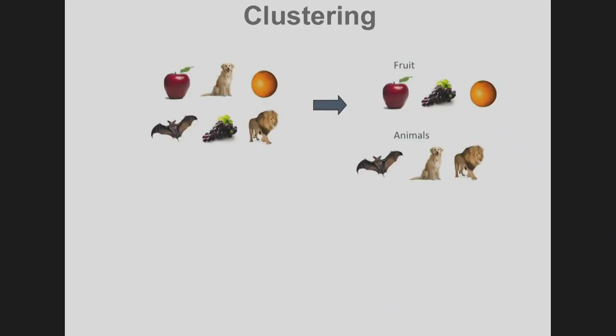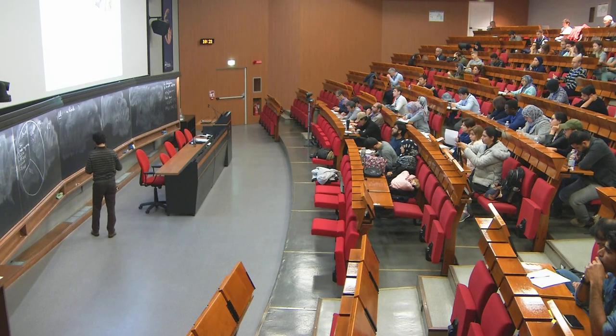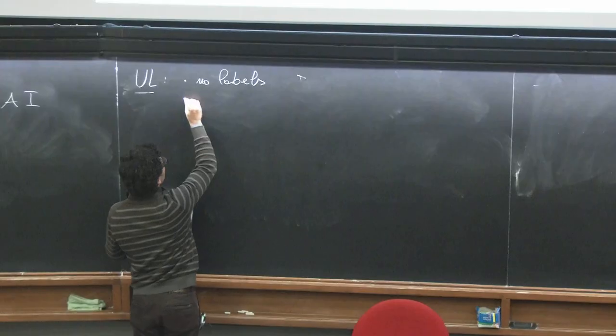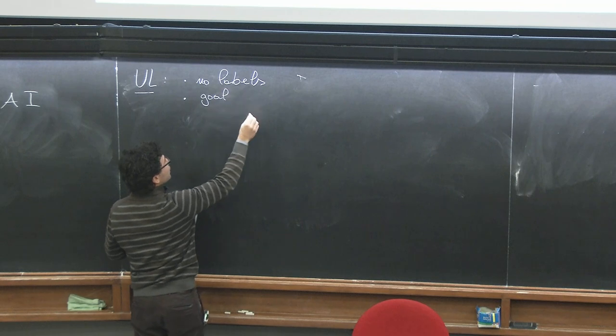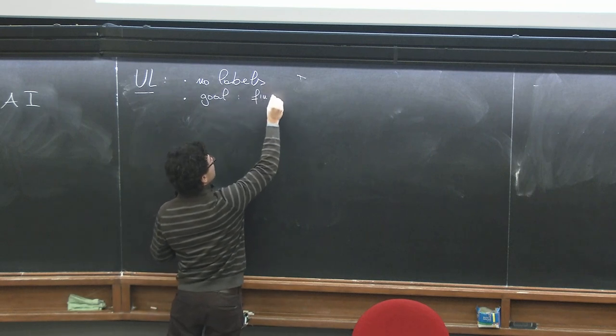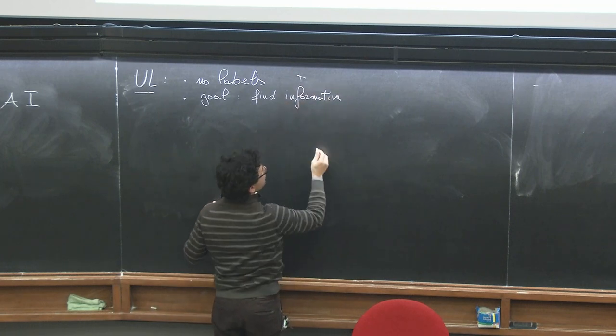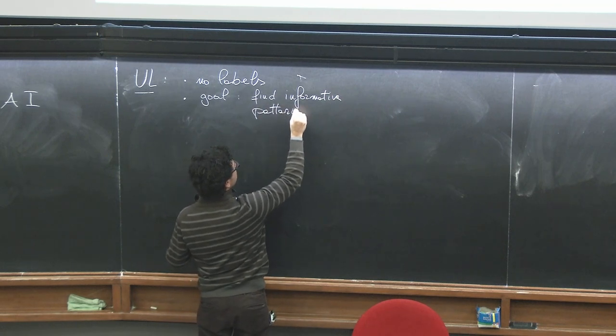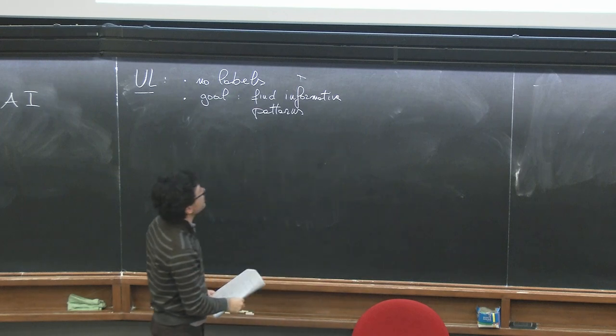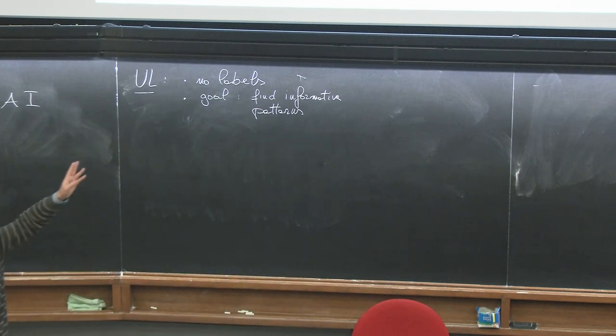So as I was saying, this category of machine learning tools is characterized by the fact that there are no labels in your data, just data. And the goal is to essentially find informative patterns in your data. By this, I mean things like the example over there.